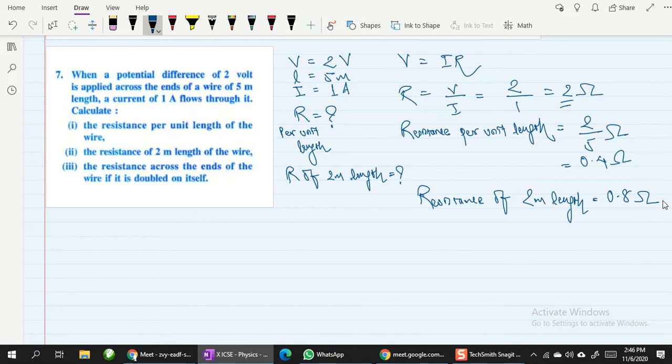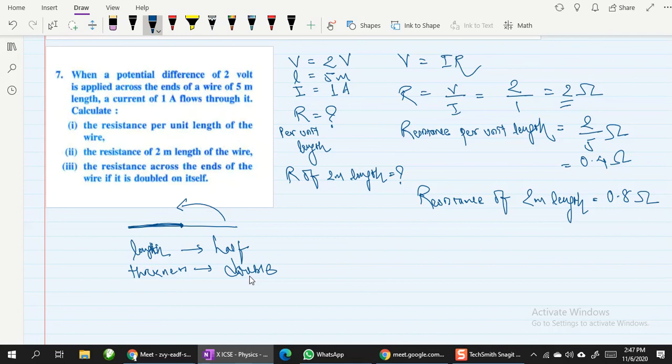Now what does doubled on itself mean? Suppose this is the wire. I fold it from here and make it double on itself like this. This part comes over here. So in this, two things are happening. The length of the wire decreases and the thickness increases. The length of the wire becomes half and the thickness of the wire becomes double.